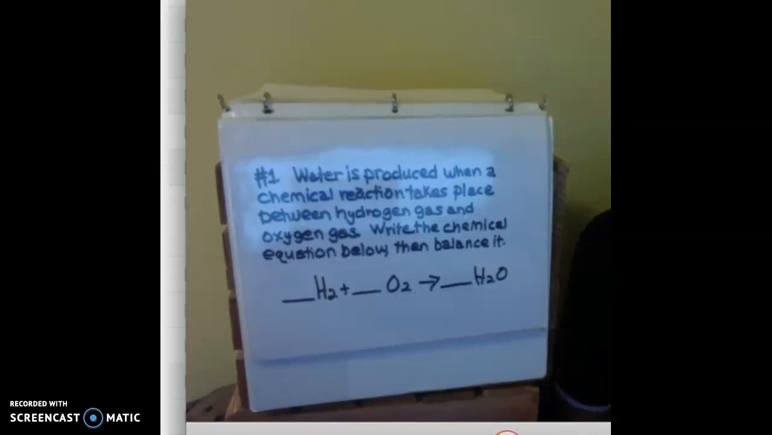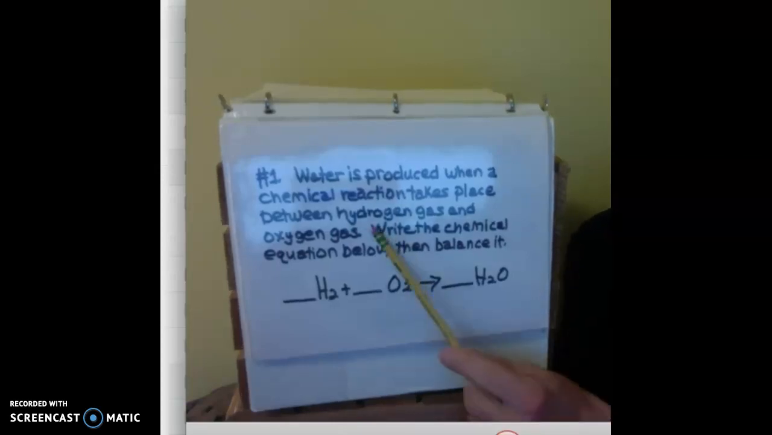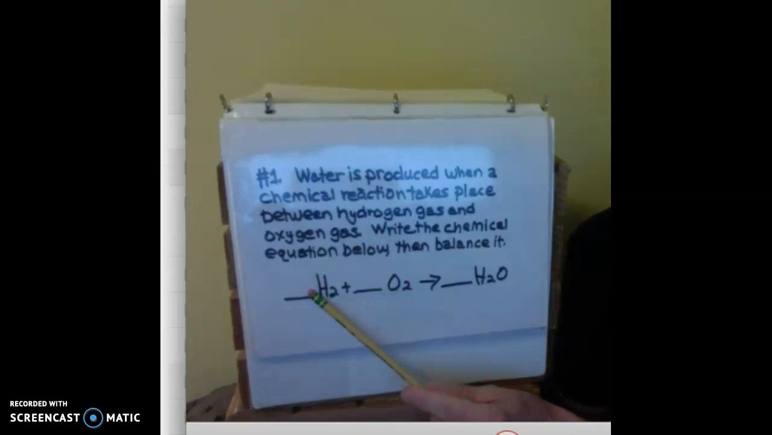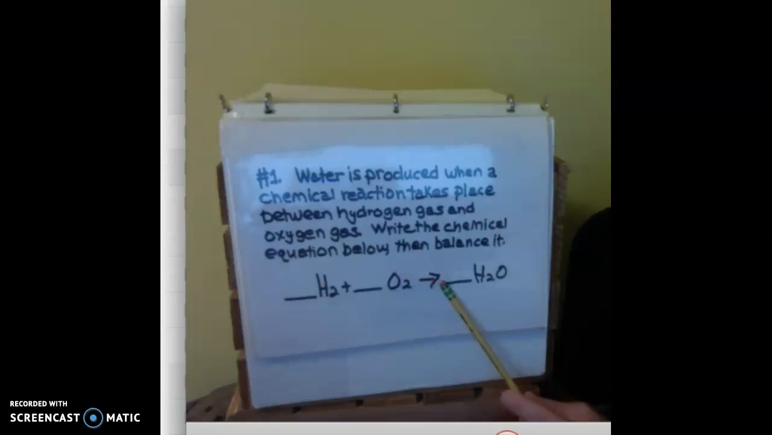Number one, it says water is produced when a chemical reaction takes place between hydrogen gas and oxygen gas. Write the chemical equation below, then balance it. We already know what hydrogen gas is. It's H2. So you put down H2 plus O2, because that's oxygen gas, we know that as well, yields water, H2O. But then you have to balance it.